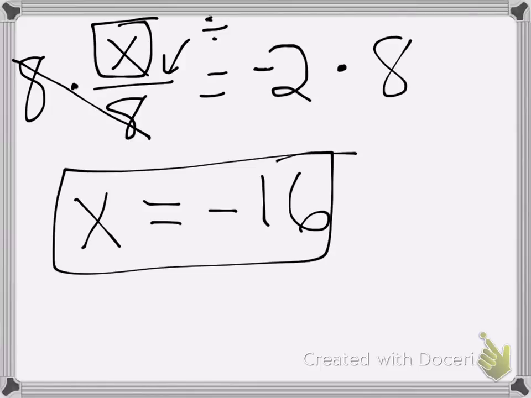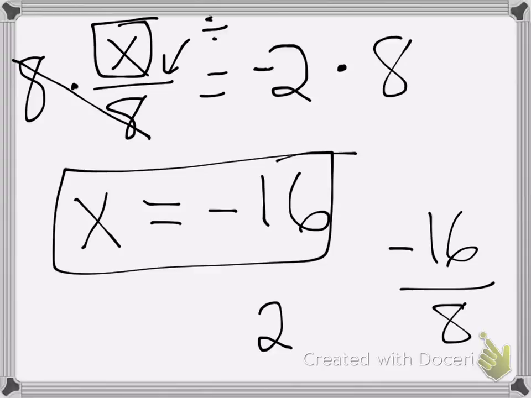Check my answer. Negative 16 divided by 8. Well, 8 goes into 16 twice. A negative divided by a positive is a negative. So you can see that it does work.